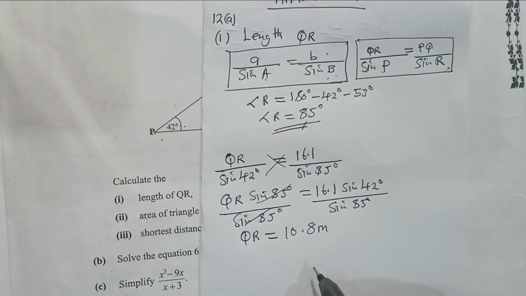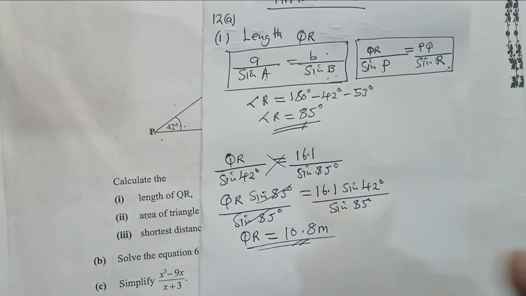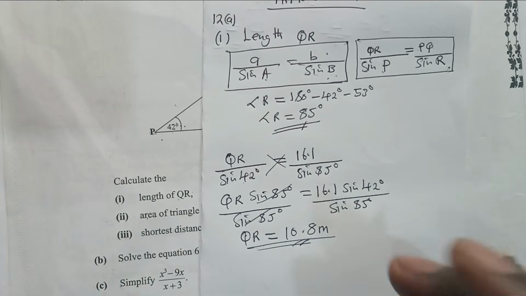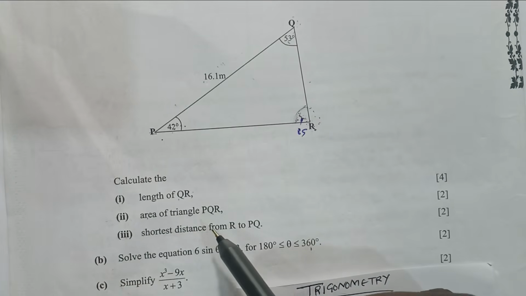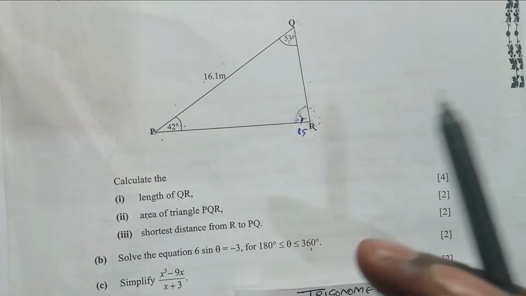So you can also do the calculations on your calculator and see what it's going to give you. It shouldn't be different from what we have obtained here. That is for the first part where we wanted to find the length of QR. Having done that, the second part of the question says calculate the area of triangle PQR.